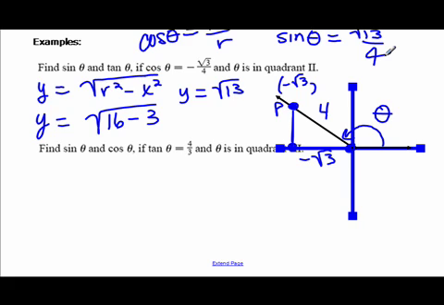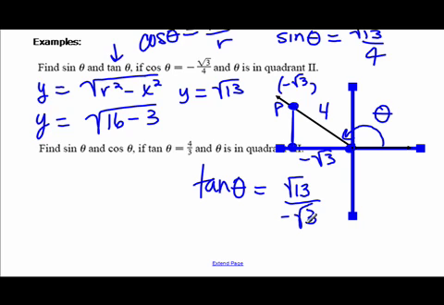How about cosine? Cosine is, I'm sorry, we already have cosine. They want tangent now. Tangent of this angle is y over x. Y is root 13. X is negative root 3.